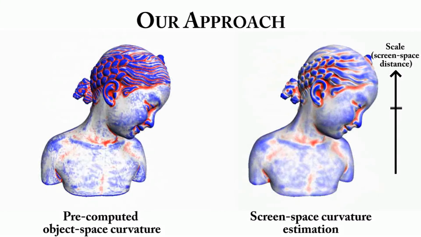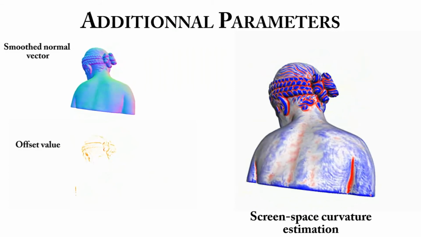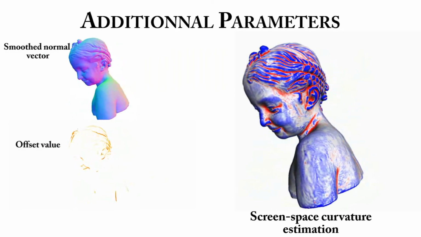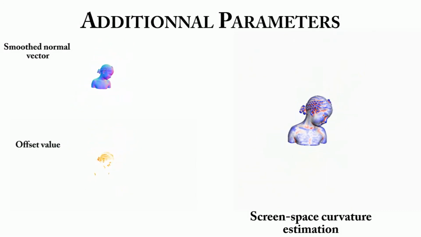By controlling the size of the neighborhood, the user is also able to select the scale of details captured by curvature estimation. It also outputs two additional parameters: a smooth normal vector and an offset value that measures the amount of local relief.